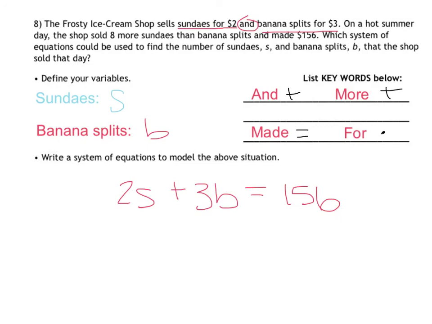Now, the second equation, let's look at the second sentence. It says here that the shop sold 8 more sundaes than banana splits. So you have to think, what did they sell more of? Sundaes or banana splits? Hopefully you guys are writing all this stuff down. They sold more sundaes. So because they have more sundaes, our equation in this case has to begin with our sundaes equals how many more? There's the rest of the problem. 8 more. Okay, well, how would we write 8 more? Well, 8 plus banana splits. So we have 8 more sundaes than banana splits. So S equals 8 plus B.